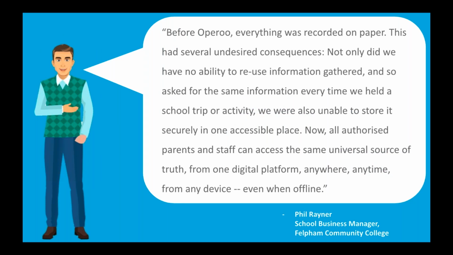And just a quote from Phil Rayner, the school business manager at Feltham College. And he says, before Operoo, everything was recorded on paper. This had several undesirable consequences. Not only did we have no ability to reuse information gathered, and so ask for the same information every time we held a school trip or activity, we were also unable to store it securely in one accessible place. Now, all authorised parents and staff can access the same universal source of truth from one digital platform, anywhere, anytime, and from any device, even when offline. So some really important real-world outcomes there.